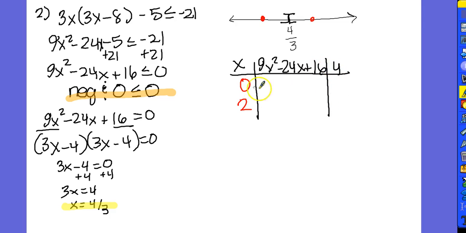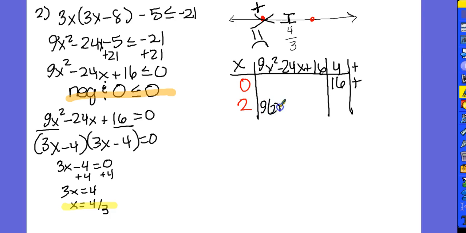And when we plug in zero, we always get out the constant. And so that's positive. And this time, do we want that? We want negative, so we don't want that. No to that. I don't want that section. It's no good.